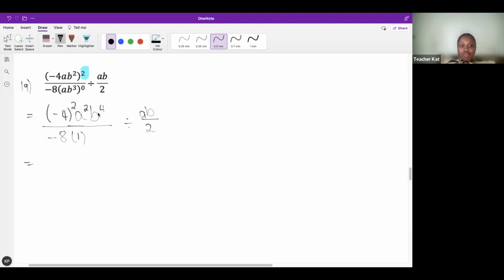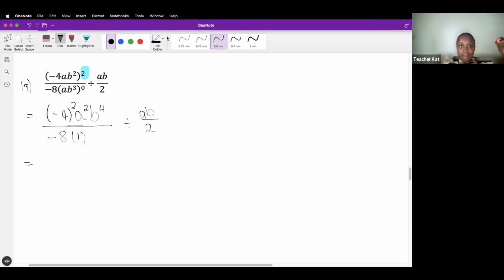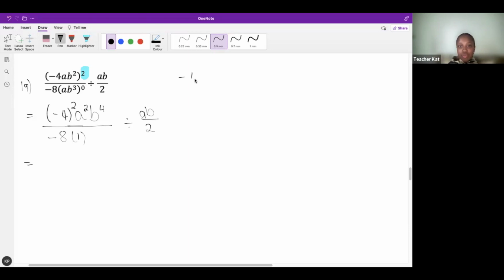Nice. Now what's -4 squared? The whole -4 squared. It is positive 16. Remember, -4 squared is -4 times -4. Two negatives give us a positive. So it is 16 a squared b to the power of 4. And then at the bottom, what's -8 times 1? It's -8.